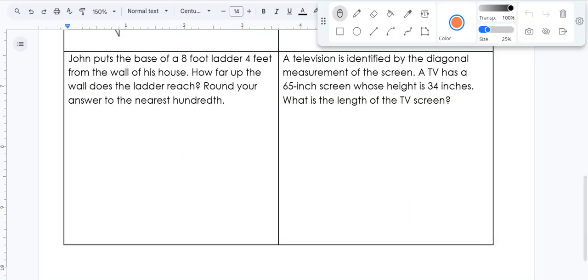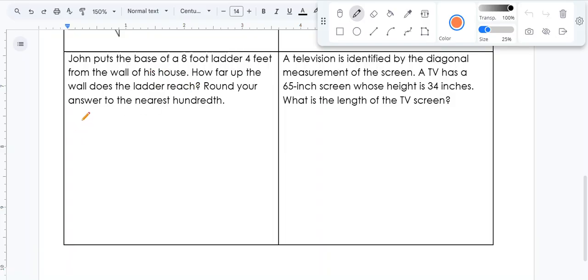All right, sometimes with that Pythagorean theorem, they'll give you word problems, all right? So with word problems, sometimes it's beneficial to draw a picture so you can see what's A, B, and C. So this one says, John puts the base of an 8-foot ladder 4 feet from the wall of his house. How far up the wall does the ladder reach?